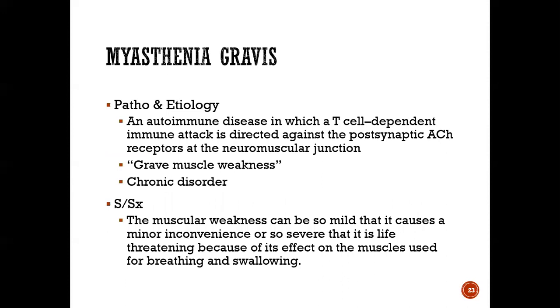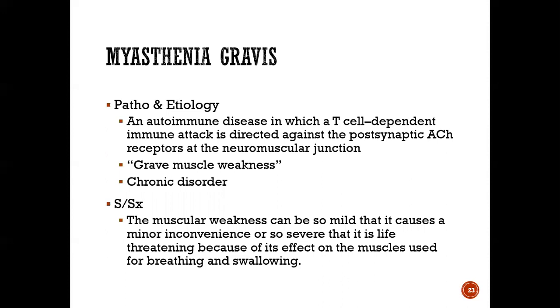Myasthenia gravis. It's an autoimmune disease in which the T cell dependent immune attack is directed against the postsynaptic acetylcholine receptors at the neuromuscular junction. You have grave muscle weakness. Gravis means grave. These people are extremely weak. It is a chronic disorder.